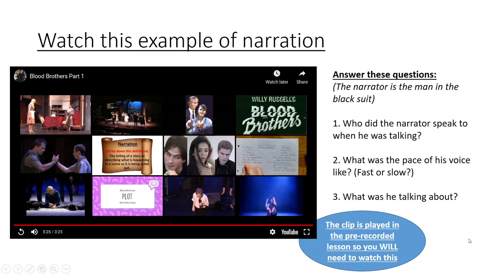Number one, who did the narrator speak to when he was talking? Number two, what was the pace of his voice like? Was it fast or was it slow? And number three, what was he talking about in his speech? Okay, so you can stop and pause the video here just to answer those three questions. But like I said, if you want to rewatch that video, just go back a little bit on this video.